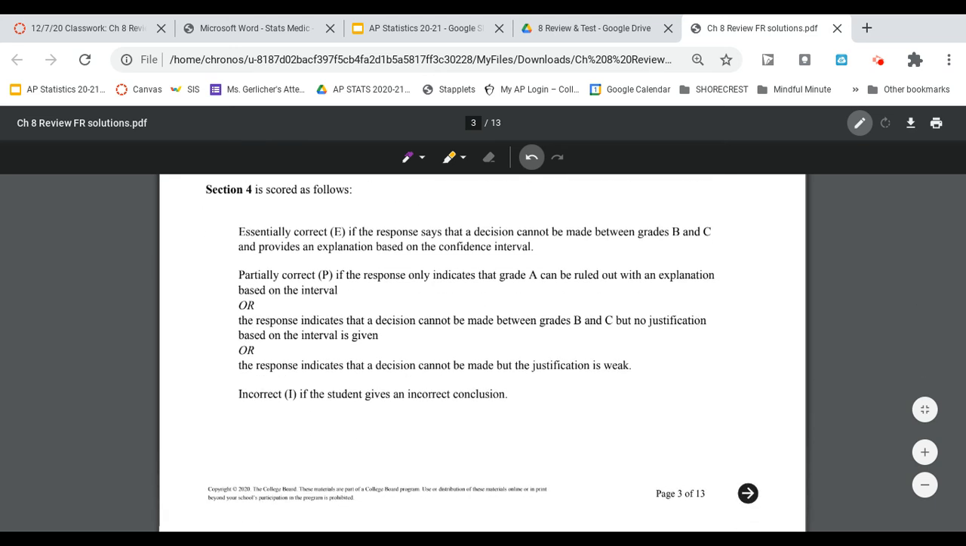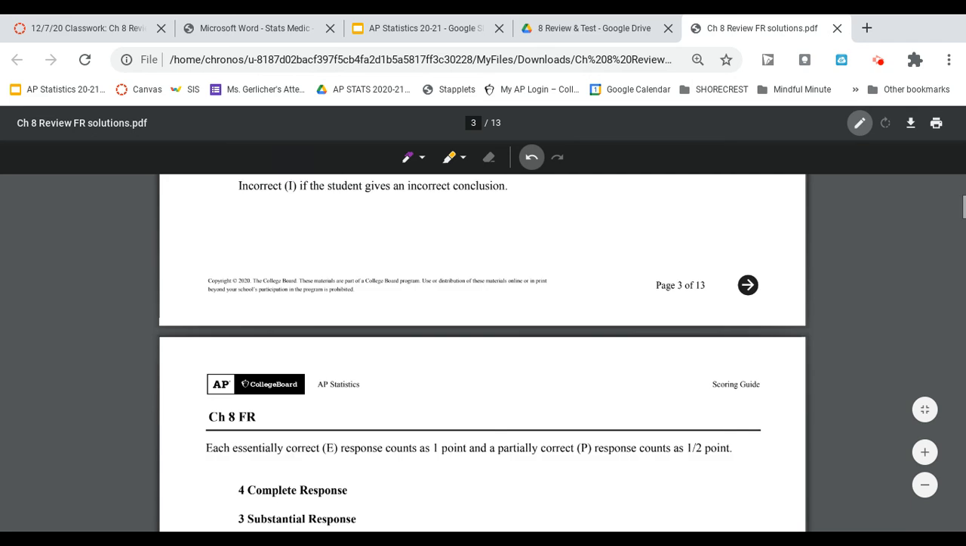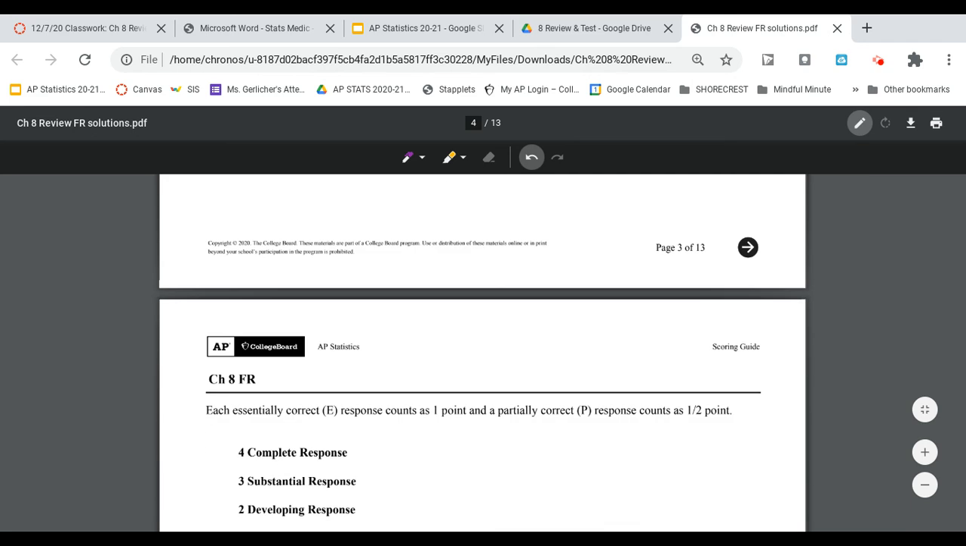And then section 4 was about that last piece. Can you make a decision? So basically saying that you cannot decide between B and C because they're both plausible, but A can be ruled out based on the interval. Okay, so that is question 1. And then it repeated all of it, so then scan through, I think, to page 8 or 9 for the next one.